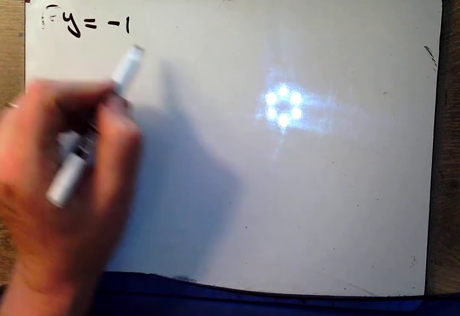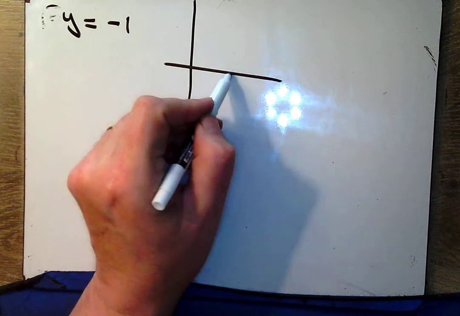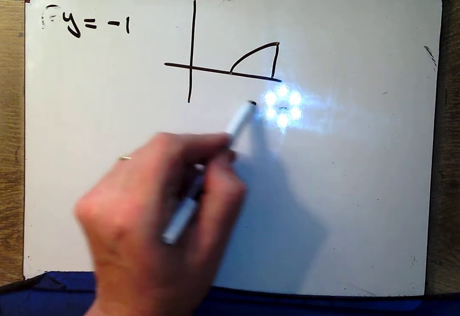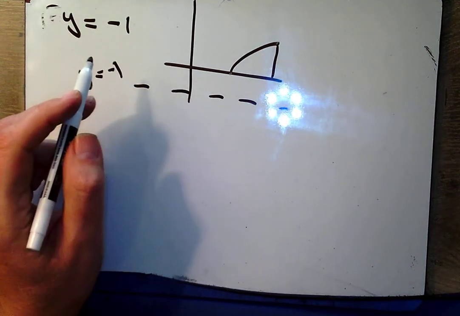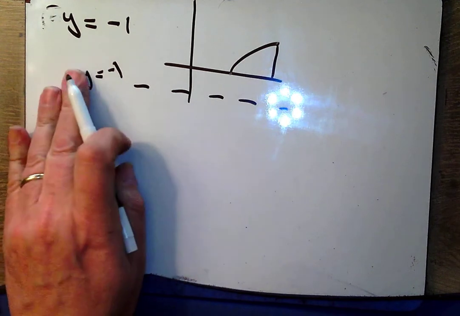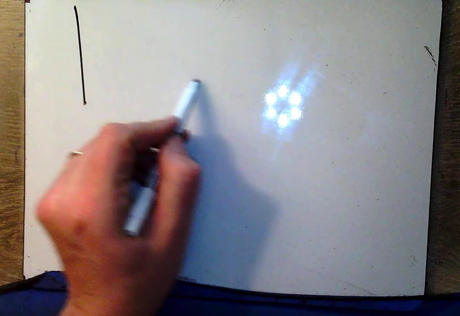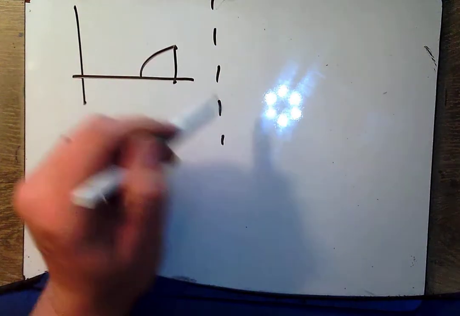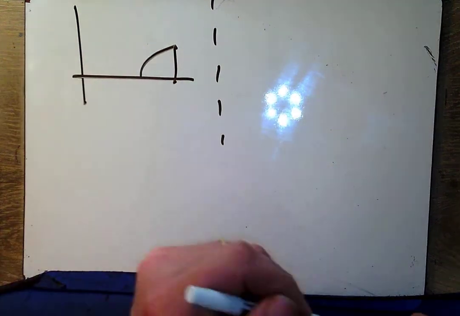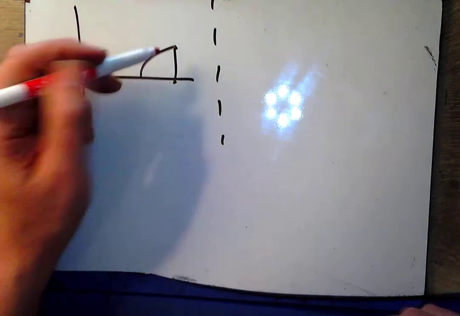What about 5 done with shells? y equals negative 1 is what we're rotating around. So there's my region. Here's y equals negative 1. Okay, so I've got this, and I'm rotating over here. But this time I'm using shells.